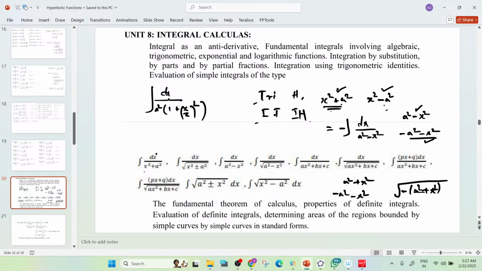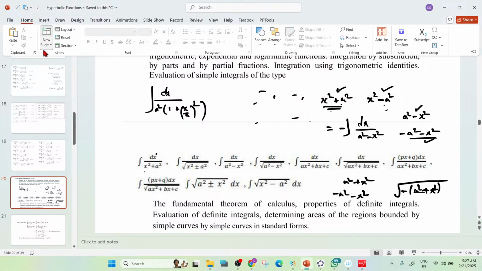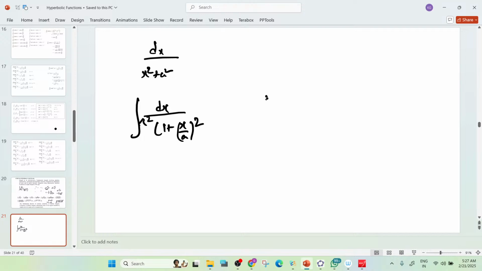Now, if you take x by a as t, what will happen? We are talking about dx by x square plus a square. If you take a square common, it is dx by a square into 1 plus x by a whole square. If you take x by a as t, dx equals a dt. So this becomes a dt by a square into 1 plus t square.